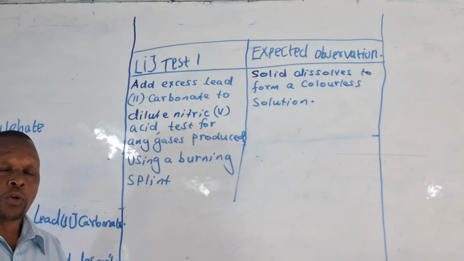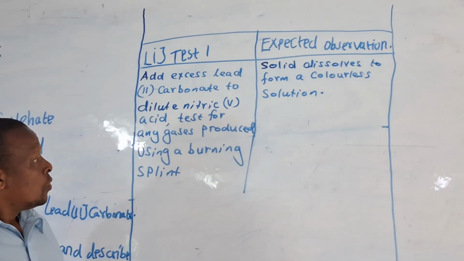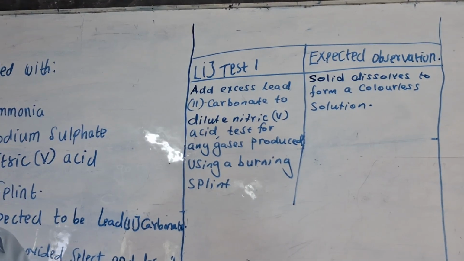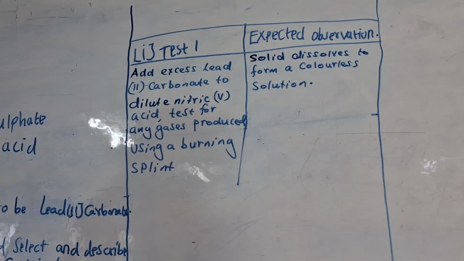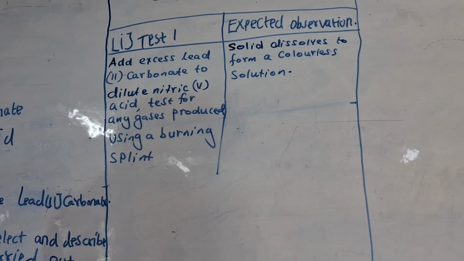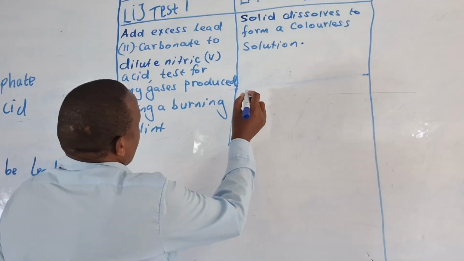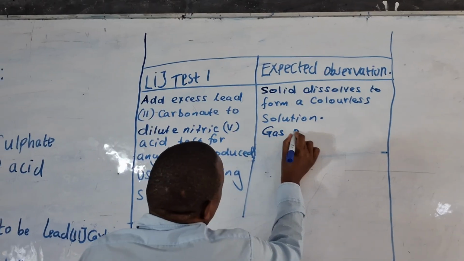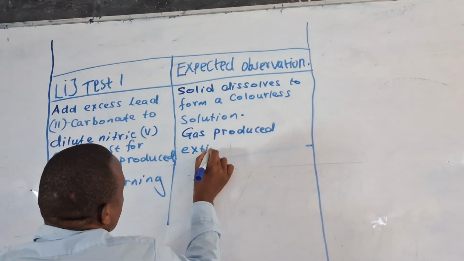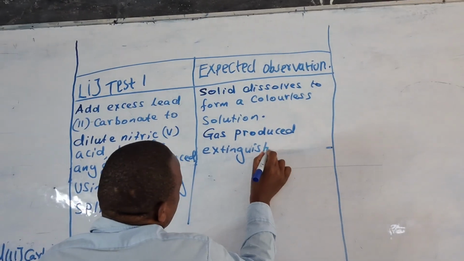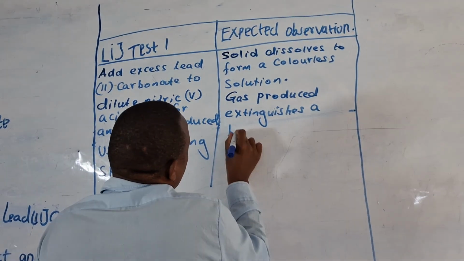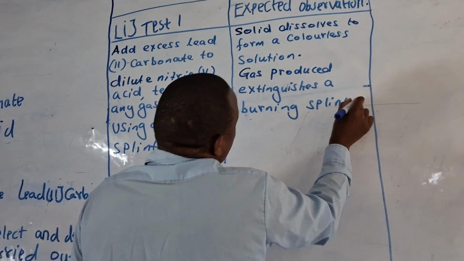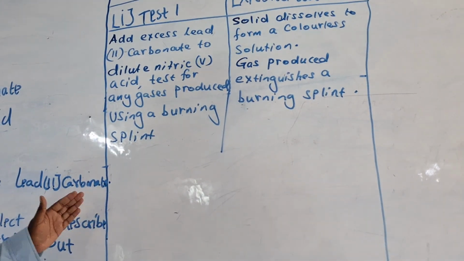So we are talking about what is on the top. You can also filter, but you don't have a filter paper. That's why we are not going in the direction of filtering. Let us not introduce what was not there. So you see here: gas produced extinguishes a burning splint. So we are done with the first part. That is the first test.